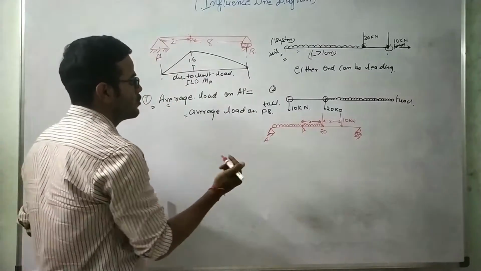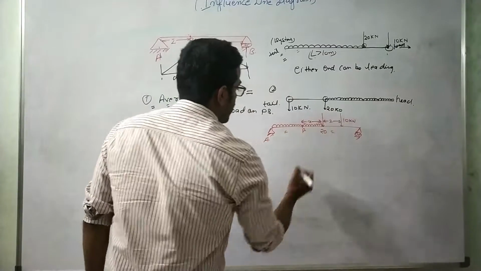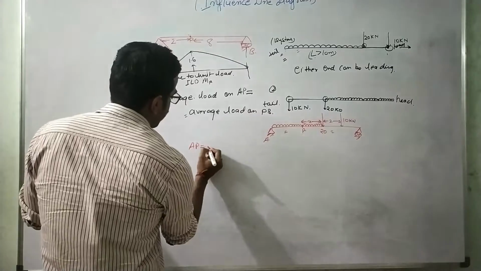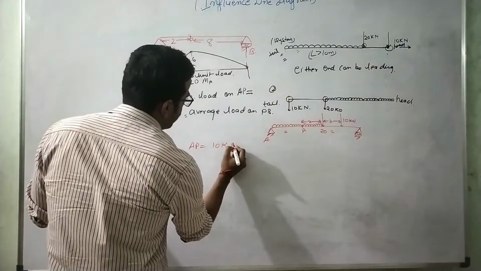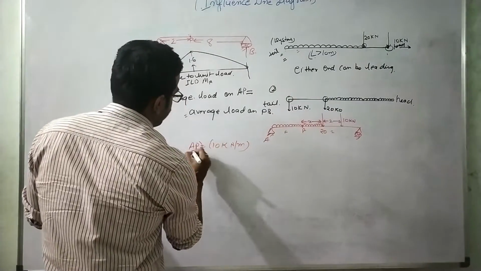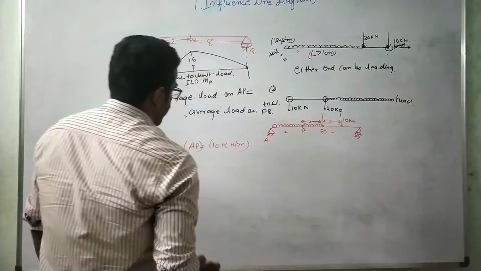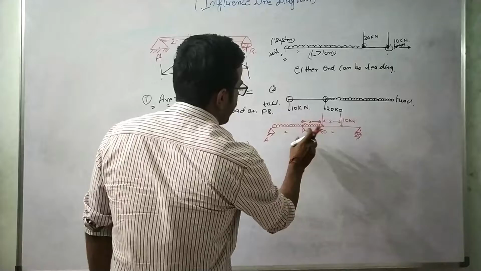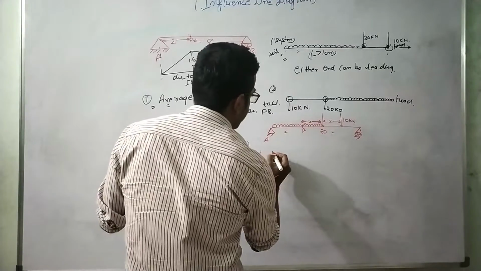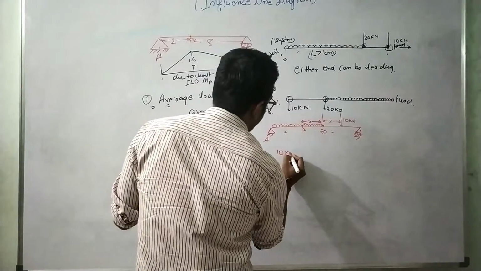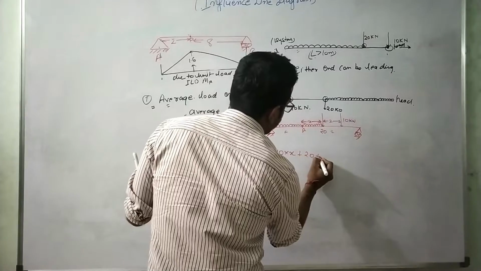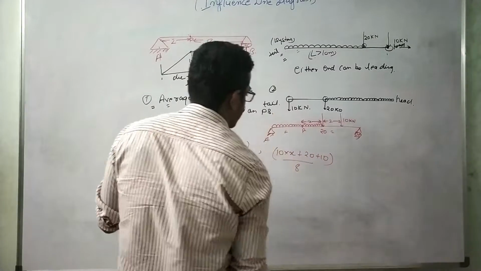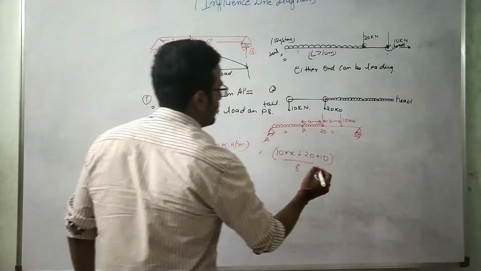What will be the average load for these two spans? If I calculate the average load for AP, again the average load will be 10 kilonewton per meter. And if I want to calculate the average load for PB, it will be nothing but 10 into X plus 20 plus 10, divided by 8. This is the average load on span PB.